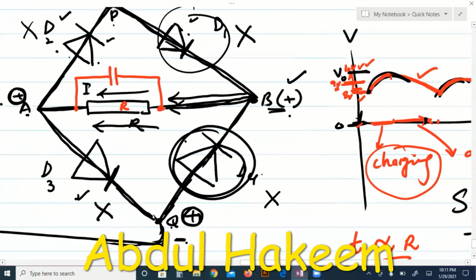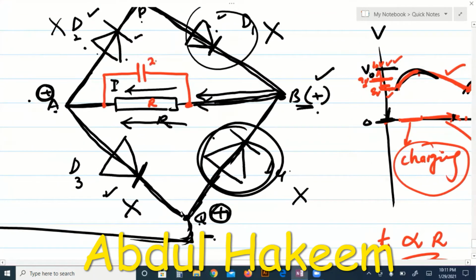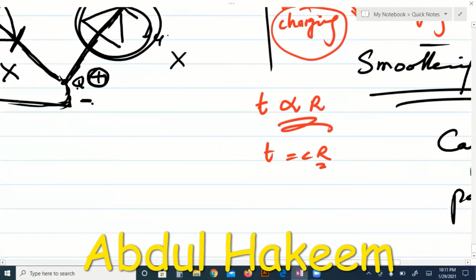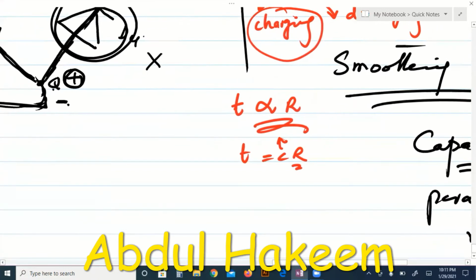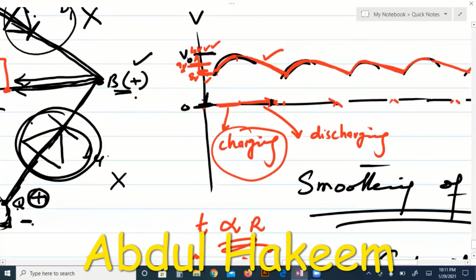Now suppose the capacitance increases. Either replace the capacitor or connect another capacitor parallel to this capacitor to increase the capacitance. When the capacitance increases, with resistance constant, discharging time increases, then this line will be like this. So when capacitance increases, a larger capacitor is used, so there is more smoothing in the ripples.